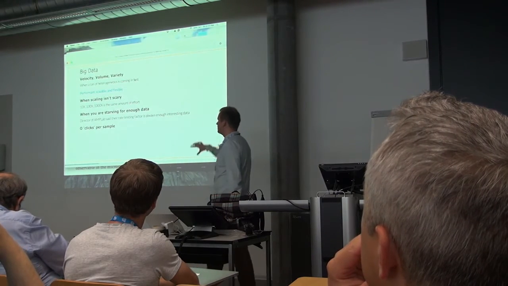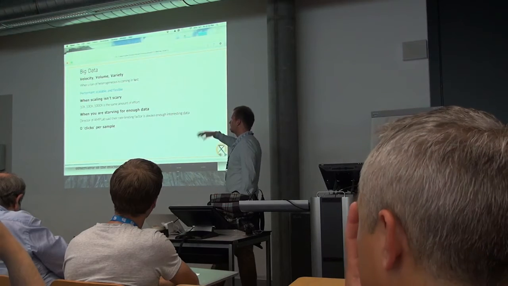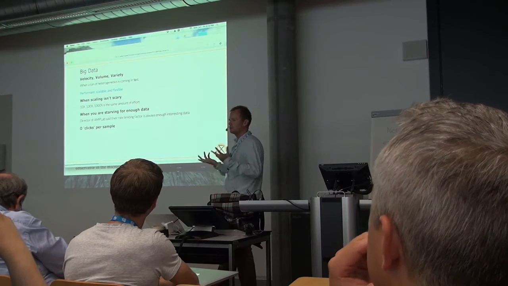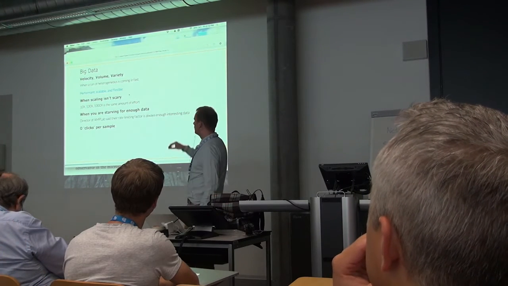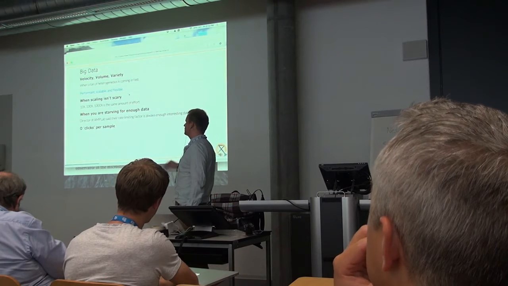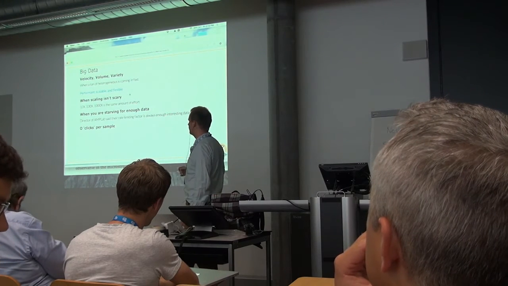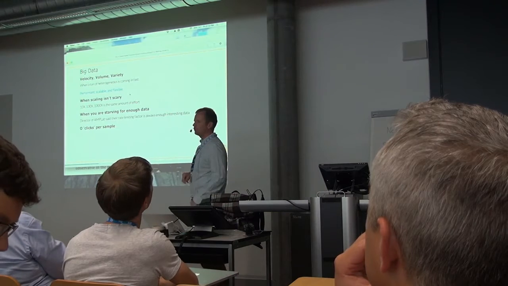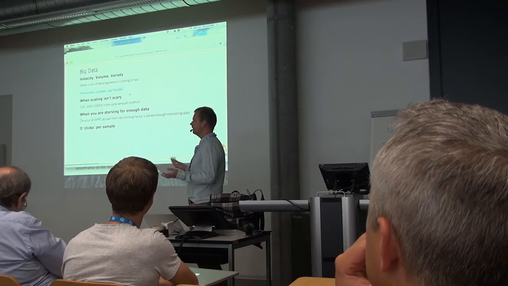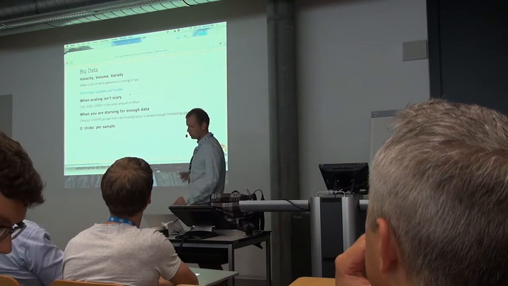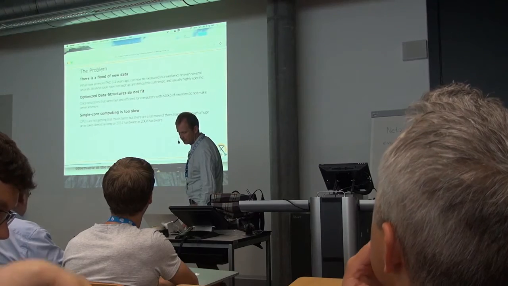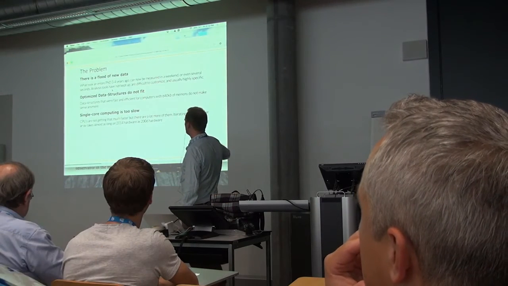So to get into big data a little bit, this is velocity, volume, variety, which fits well to our imaging paradigm. When scaling isn't scary, you can go 10, 100, 1,000 times as big, and it's still the same amount of effort. When you're starving for enough data, you can analyze everything so quickly that you don't worry about it, and 0 clicks per sample, of course.